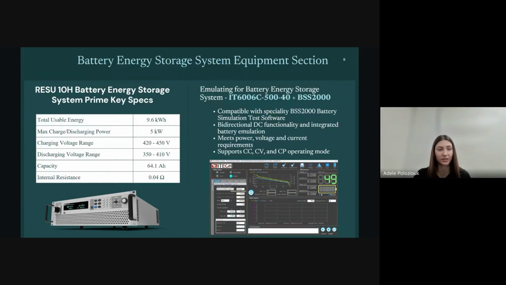Next, I emulated the battery energy storage system. To emulate this, I used the IT6006C, once again, the bidirectional DC power supply, along with the specialized BSS 2000 battery simulation software. The BSS 2000 battery simulation software lets us simulate different battery chemistries while charging and discharging and looking at those specific curves. In this case, I used the lithium-ion battery curve.